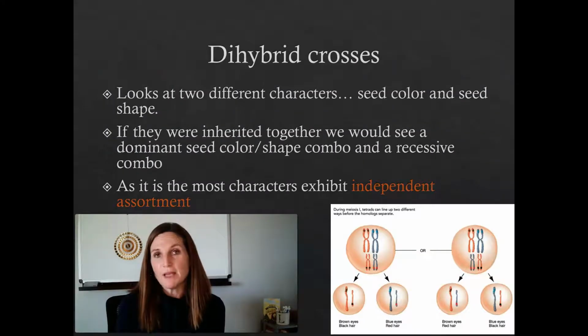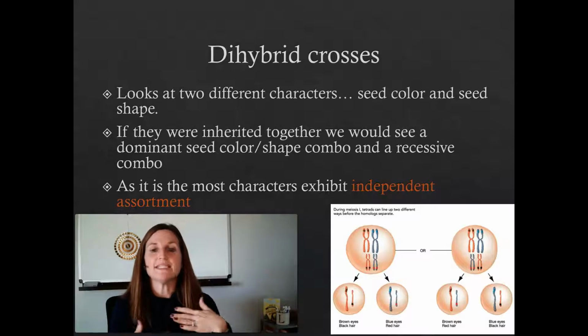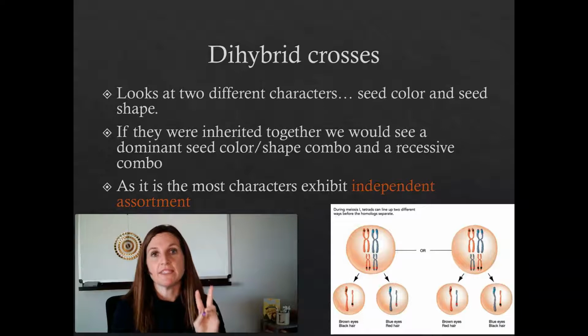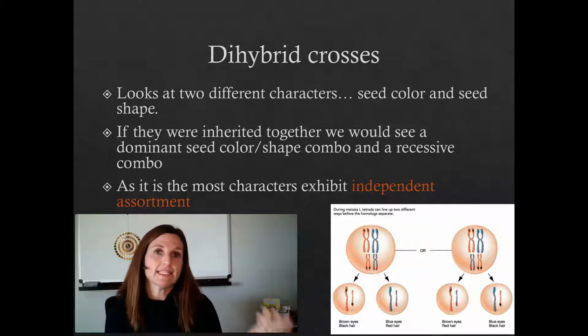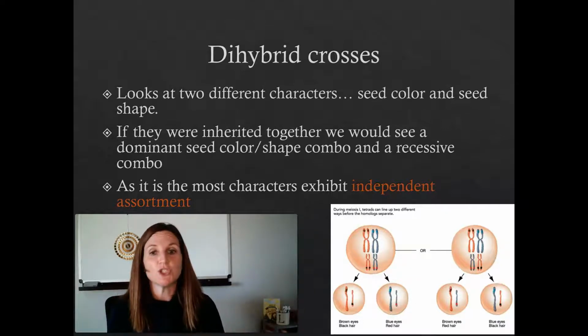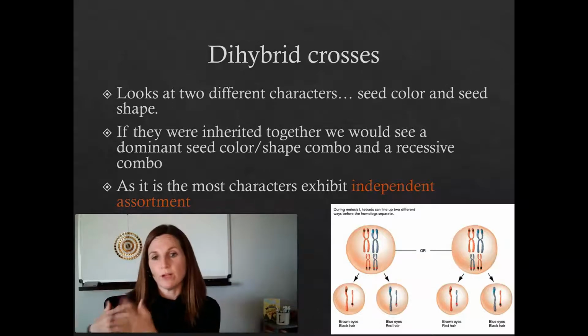So now that we've wrapped up this concept of the monohybrid cross, we're going to be taking it one step further, and we're going to start studying two characteristics at the same time. We call that a dihybrid cross, or a two-factor cross. This is going to look at two different variations at the same time. So we might look at seed color and seed shape. Is it yellow or green? Is it round or wrinkled?